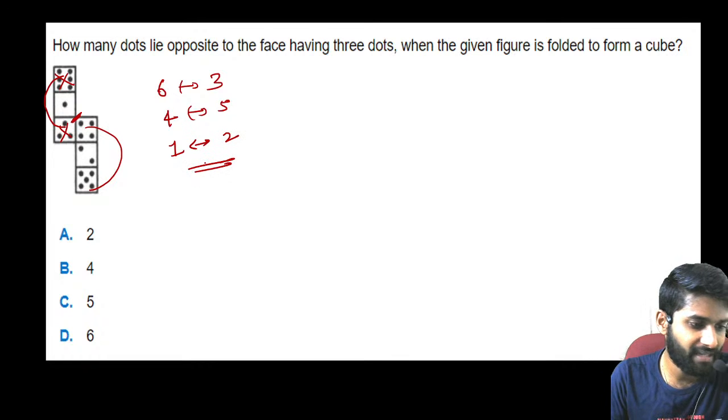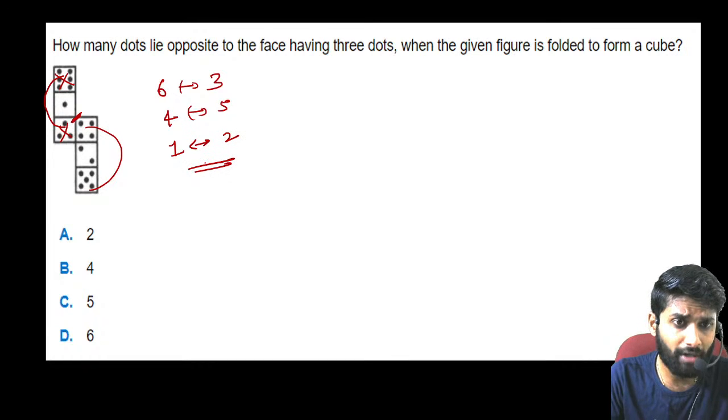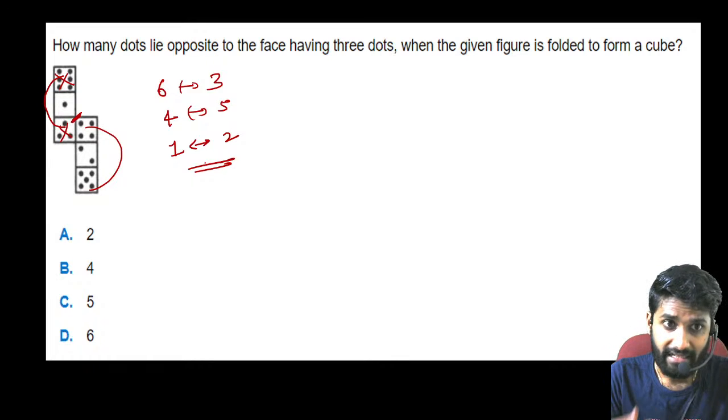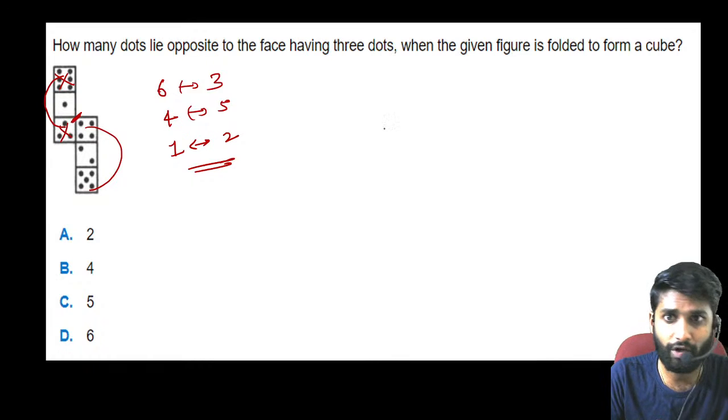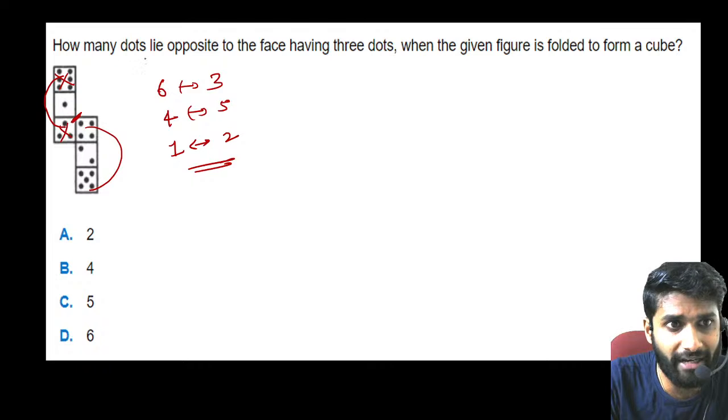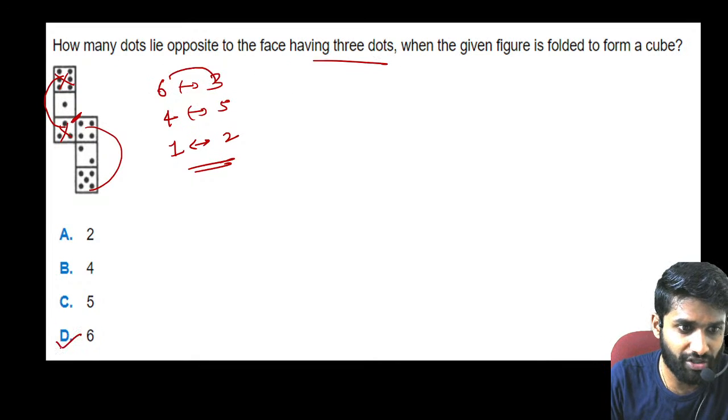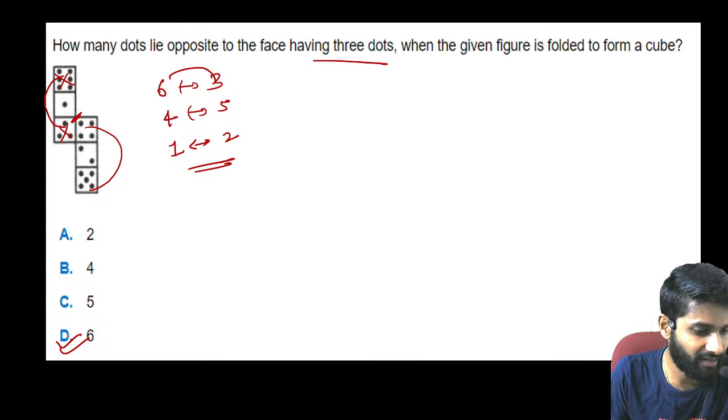See, what are the opposite pairs, right? According to the concept, 3 and 6 is opposite, 4 and 5 is opposite, 1 and 2 is opposite. Then what is the question? How many dots lie opposite the 3 dots? 3 is opposite to the 6. Yes, very good.